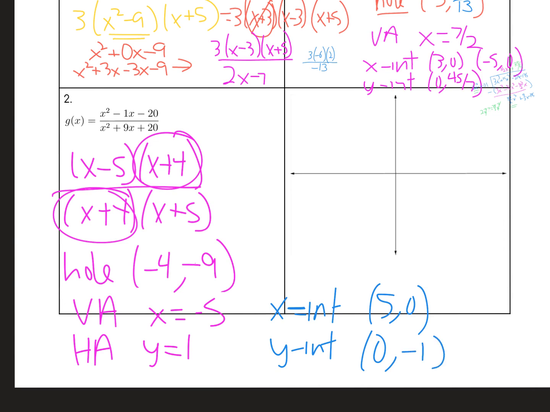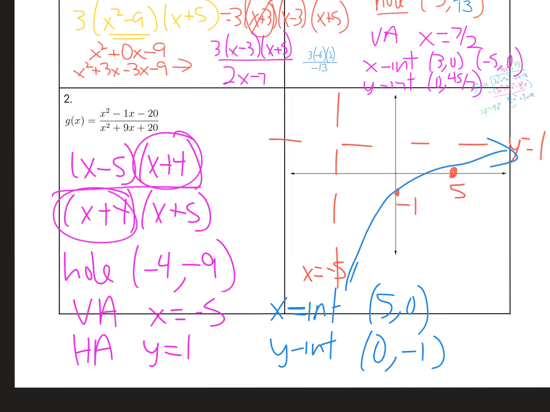If you're wondering where to get -1, plug in 0 on the top, you get -5. Plug in 0 on the bottom, you get 5. So vertical asymptote at -5. Horizontal asymptote at 1. Y-intercept at 0, -1. X-intercept at 5, 0. It's going to look like that and that. And that should cover it.